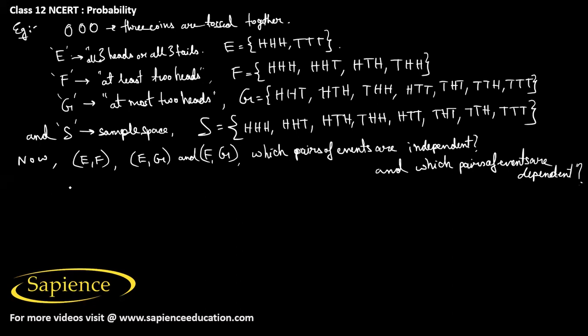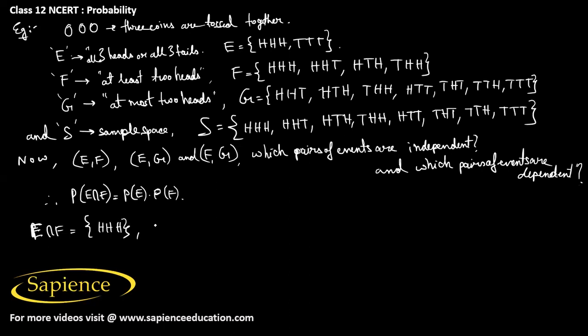So if we have to prove that E and F are independent, then we should prove that P of E intersection F is equal to P of E times P of F. That we have to check. So first we need to find the event E intersection F. That will be the event which contains the common elements among E and F. So that is only one element, HHH.